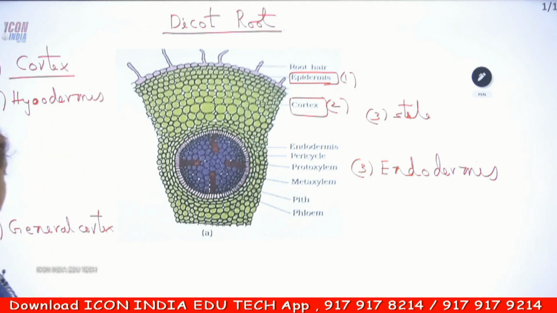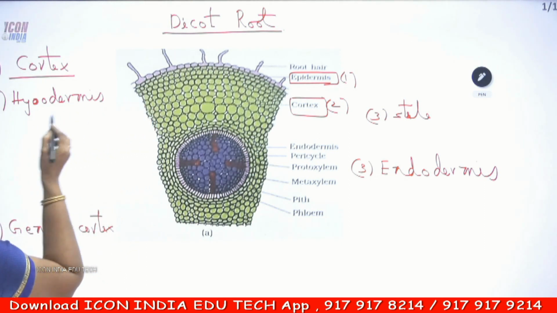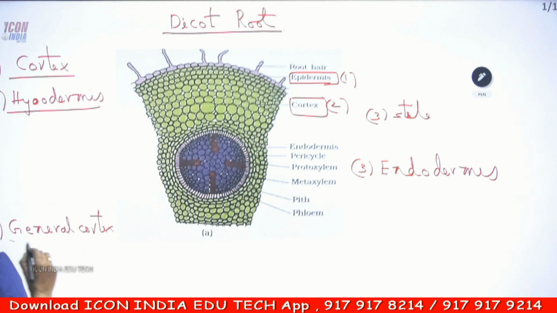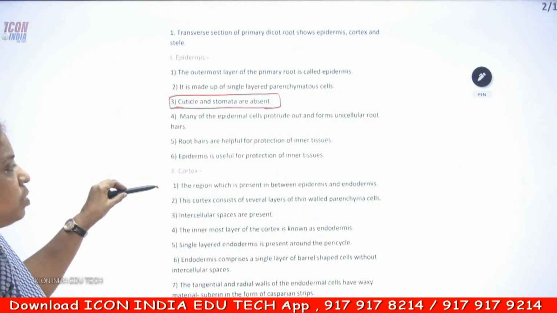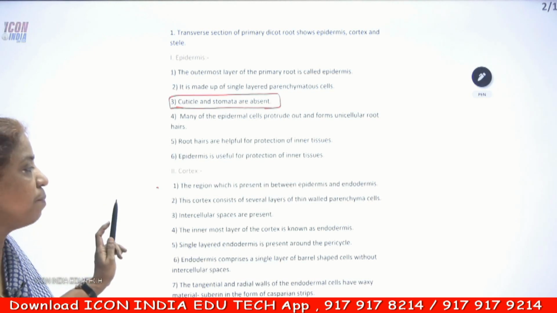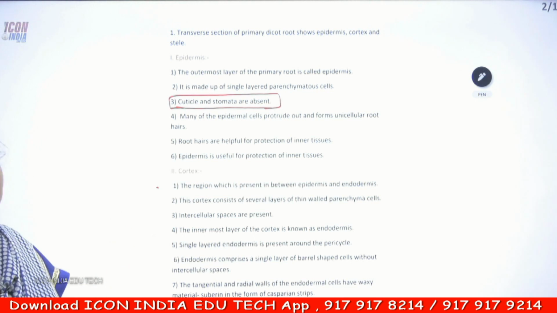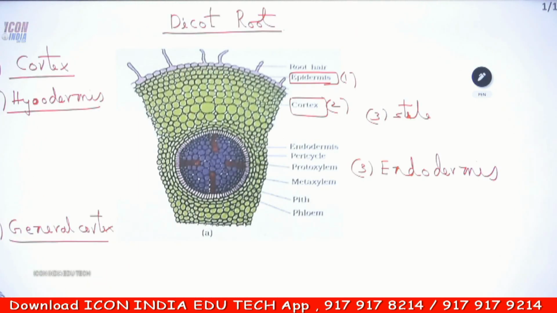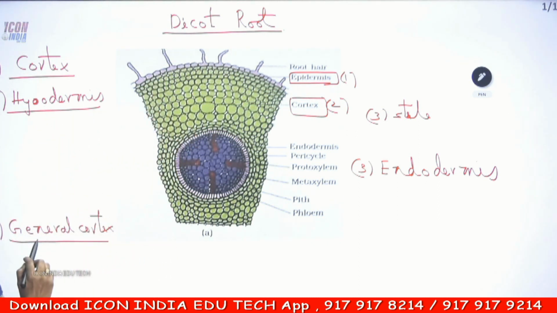So the general cortex is made up of hypodermis. The next one is the general cortex. Look into the cortex. The region which is present between epidermis and endodermis is the cortex. The cortex consists of several layers of parenchymatous cells. Intercellular spaces are present. Here, look at that. So this complete one is the cortex: the hypodermis, general cortex, and the next one is the endodermis.